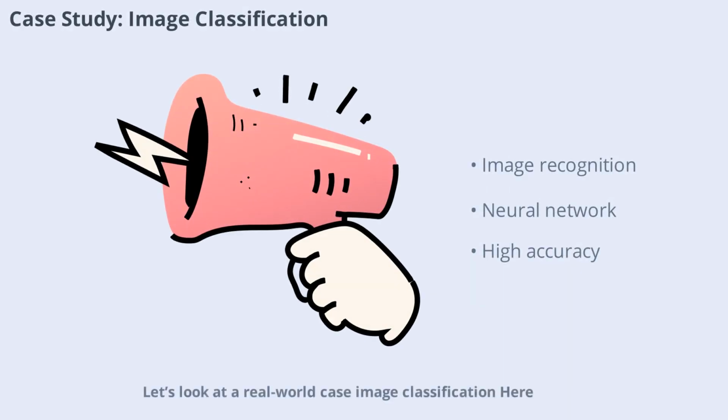Let's look at a real-world case: image classification. Here, gradient descent is used to train a neural network to recognize objects in photos. By minimizing the loss function, the model learns to distinguish between different categories, achieving impressive accuracy on unseen images.